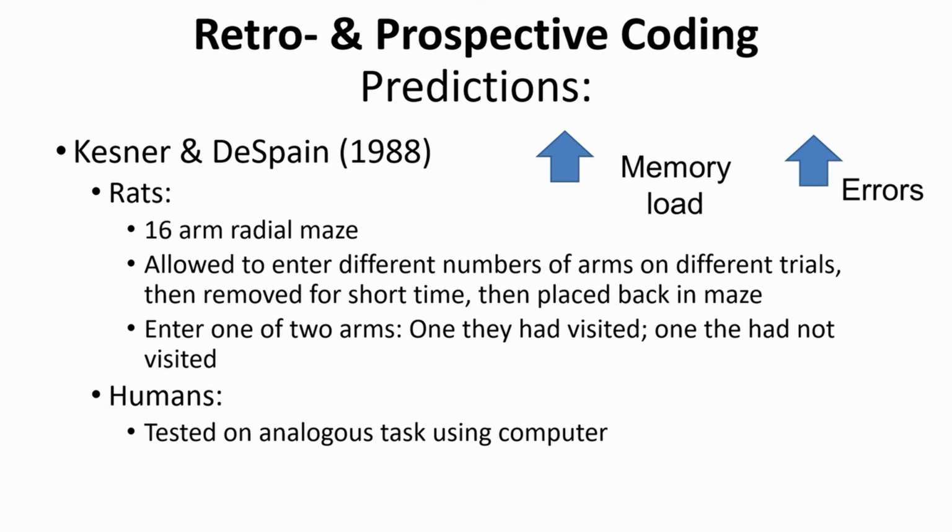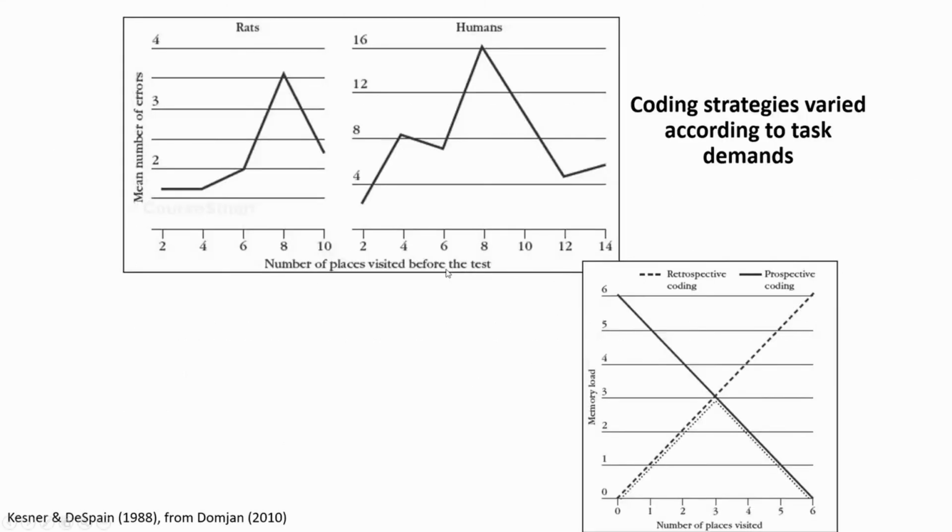One of the arms was an arm that they had previously visited and therefore wouldn't have any food in it, and the other arm would be a new arm that they had not yet visited. So the correct response would be to enter the arm that they had not entered before. If they entered one that they had already visited, that would be counted as an error. And of course, we're interested in the number of errors that they're making.